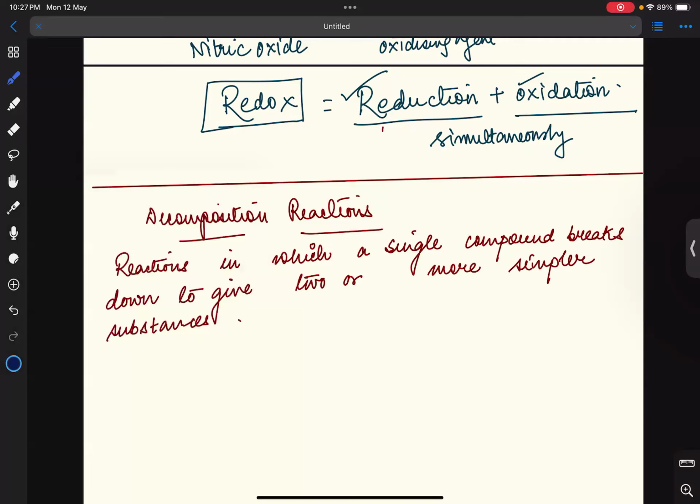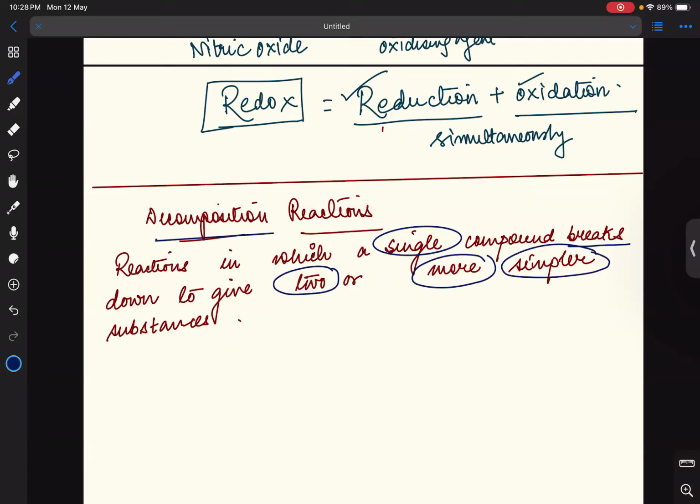So what are the keywords over here, students? A single compound breaks down. Very important because it's decomposition. We all know the literal meaning of it, which is breaking down to give two or maybe more than two, but simpler, smaller substances. Okay.